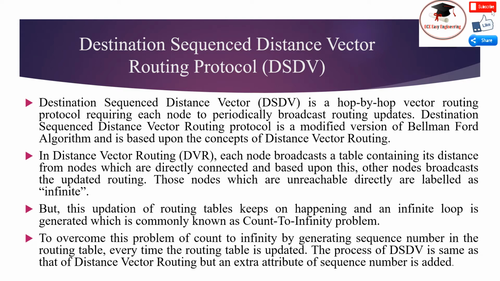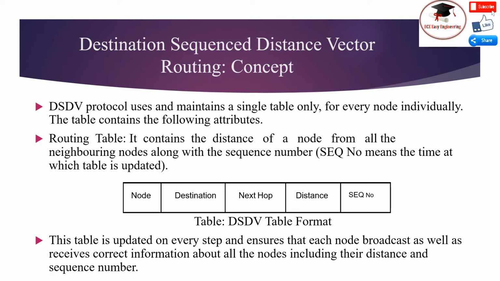But this updating of routing tables keeps on happening and an infinite loop is generated, which is commonly known as the count to infinity problem. To overcome this problem, DSDV generates a sequence number in the routing table every time the routing table is updated. The process of DSDV is the same as that of DVR, but an extra attribute of sequence number is added. Let's see the concept of DSDV.